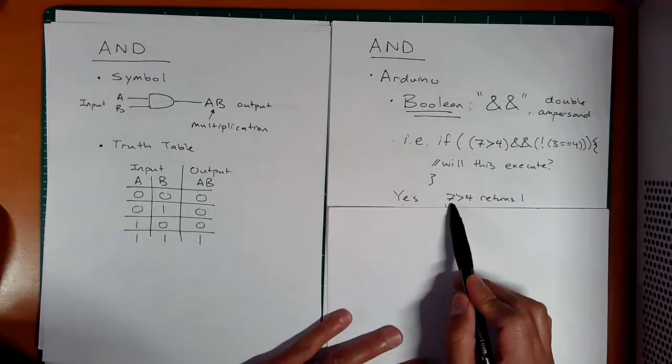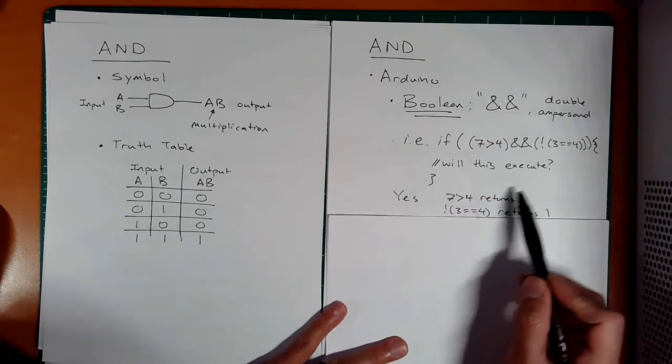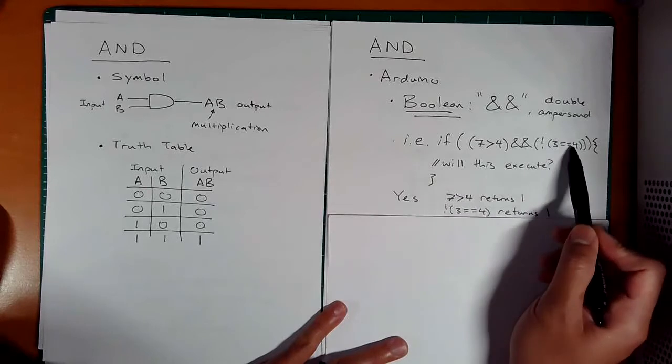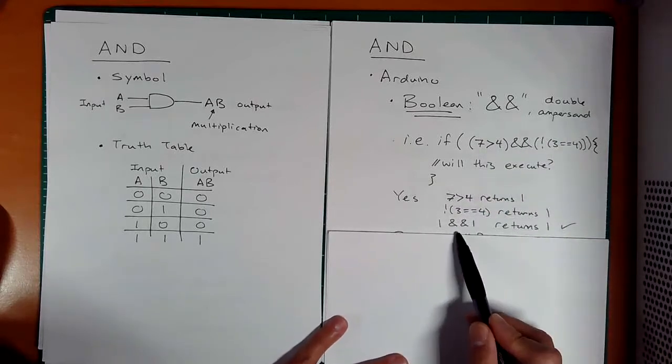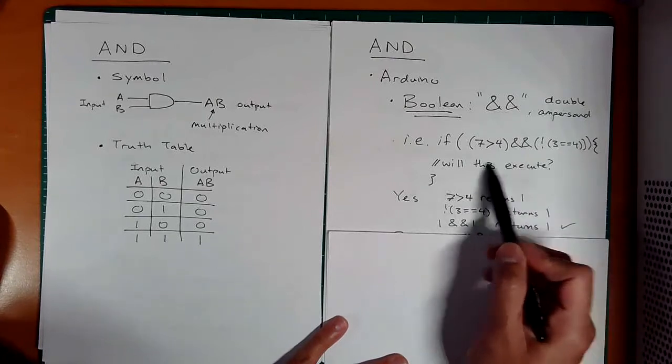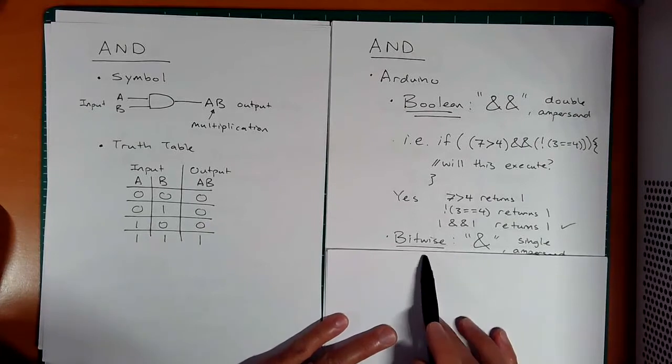So is 7 greater than 4? Yes. So this is a 1 over here. And what about this? Well, we did this before. So this is a 0, and NOT of 0 is 1. So we have 1 and 1. The answer is yes, this will execute, 1 and 1, right? Okay. What about bitwise?